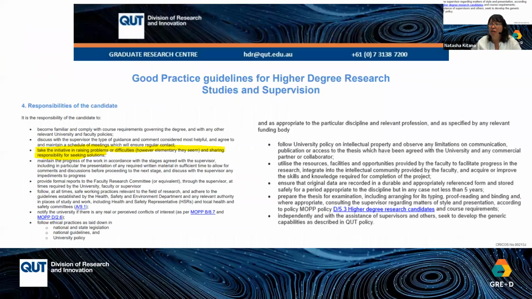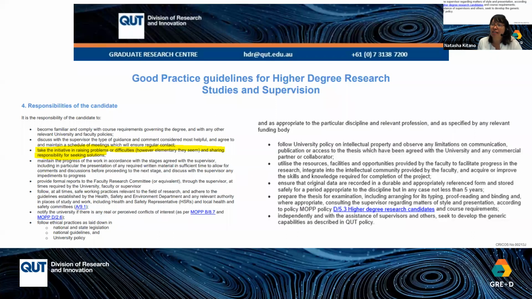Okay, so I'm not sure if you've seen this before, but this is the good practice guidelines for HDR students and supervision, and it's endorsed by the GRC. Amy has the link for that. So I think it's just important for you to know that it exists, and I thought this little highlighted part was quite interesting for you as well.